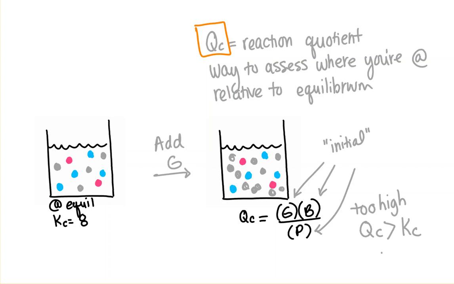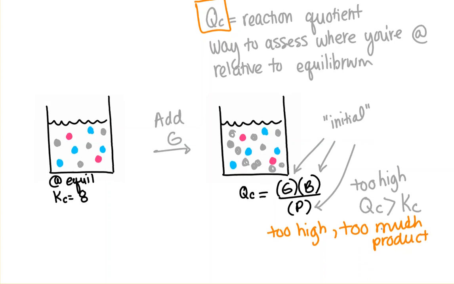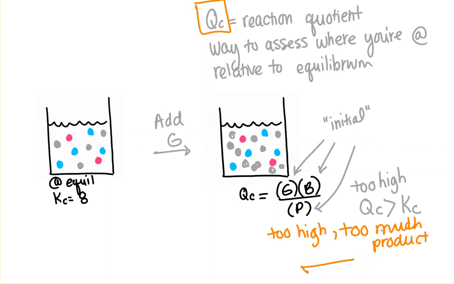On this one, if I put in the gray, it would come out too high. Too high means I have too many products or too much product. And so that means that to get rid of that extra product, it needs to react this way to get rid of that product. So if I add gray, the reaction will shift to the left, away from the product.